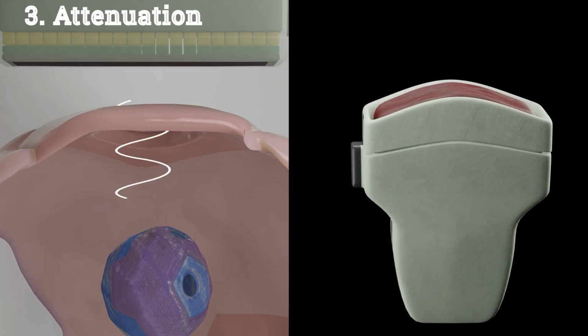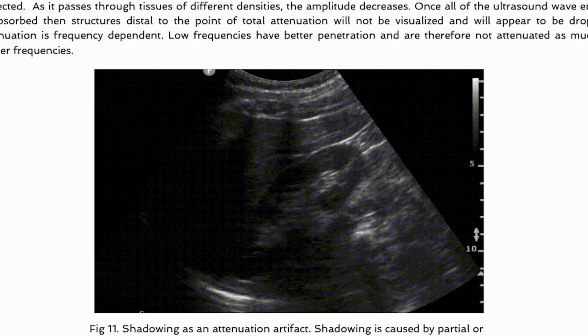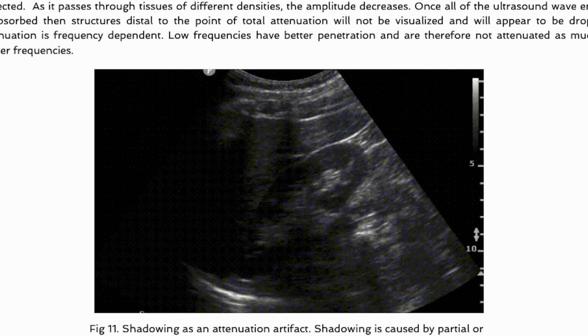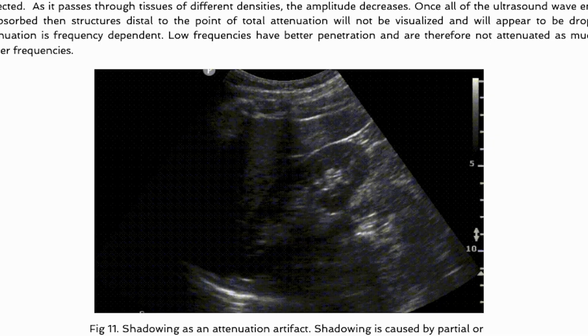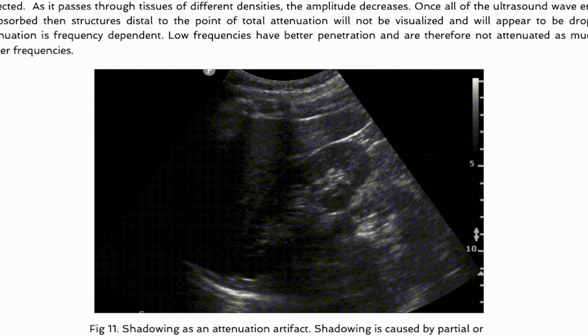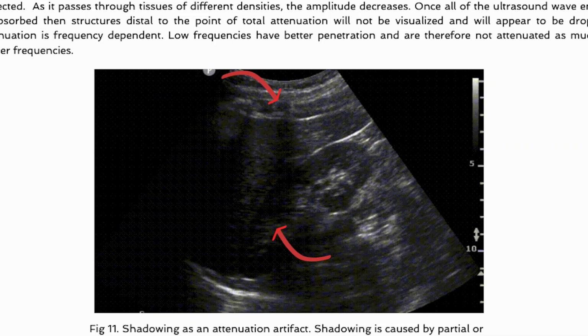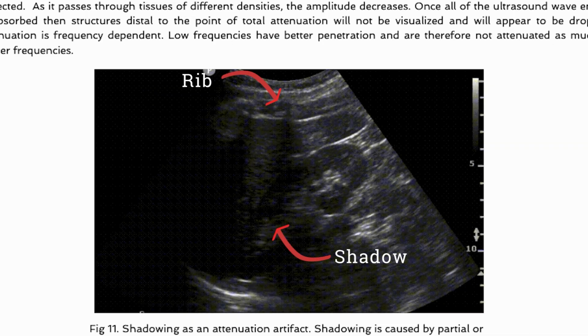Acoustic shadowing is a type of attenuation artifact. Acoustic shadowing by the rib cage is caused by partial or total absorption of the sound energy that prevents us from seeing structures that lie deeper. Attenuation is also proportional to an attenuation coefficient. Bone has one of the highest values, while blood has one of the lowest. In this example, we see rib shadowing, and it makes it hard for us to see the liver and kidney.